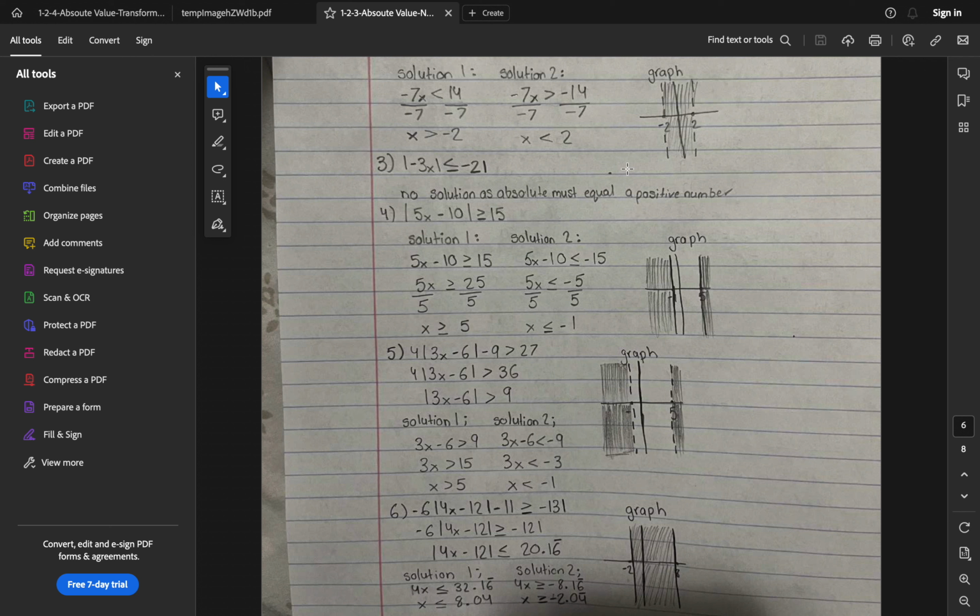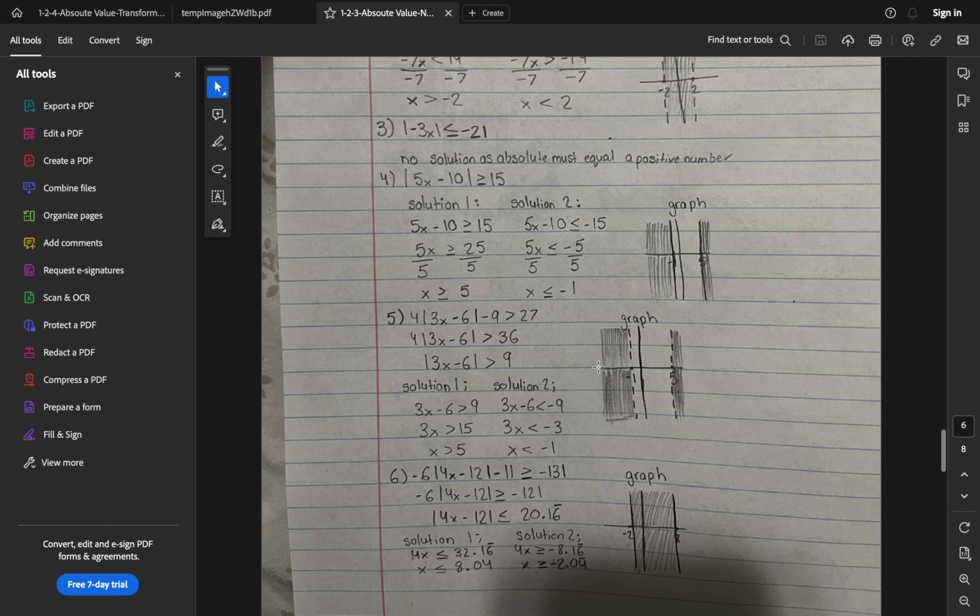For solution number 2, since we change the sign of negative 15, the inequality sign changes, so we have 5x minus 10 is less than or equal to negative 15. We isolate for x, and we end up getting x is less than or equal to negative 1. Then we graph this. X can be all the way up to negative 1, and x can be greater than 5. So that's on our graph.